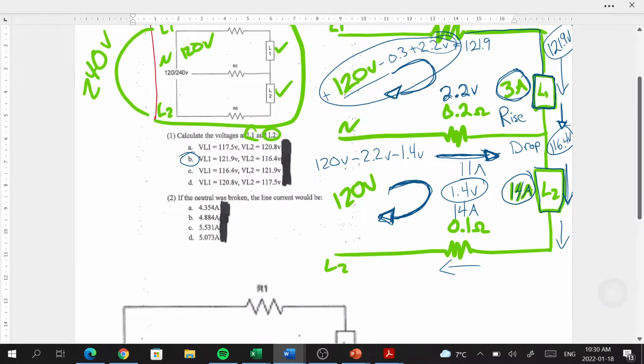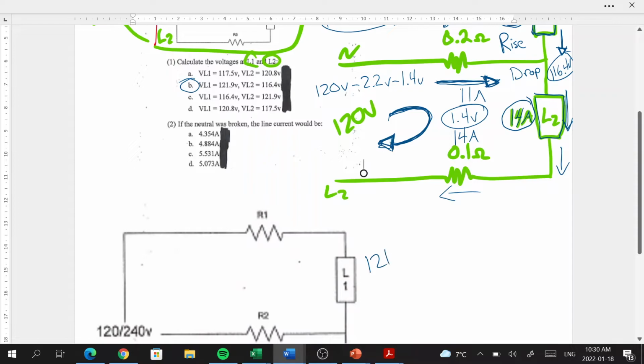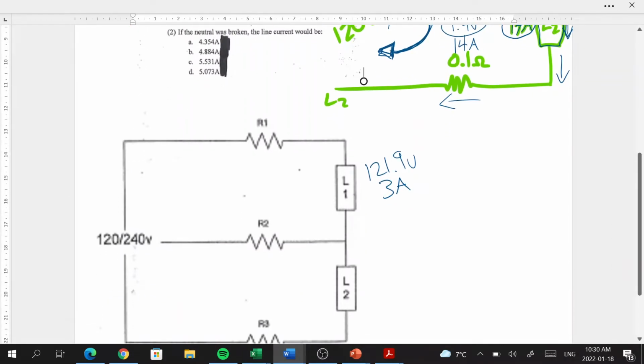And that's no problem. We can do that because we know that this is 121.9 volts with the current of 3 amps. This one's going to be 116.4 volts with a current of 14 amps. And because we know the voltage and the current, we can figure out, using Ohm's law, what the resistance is.